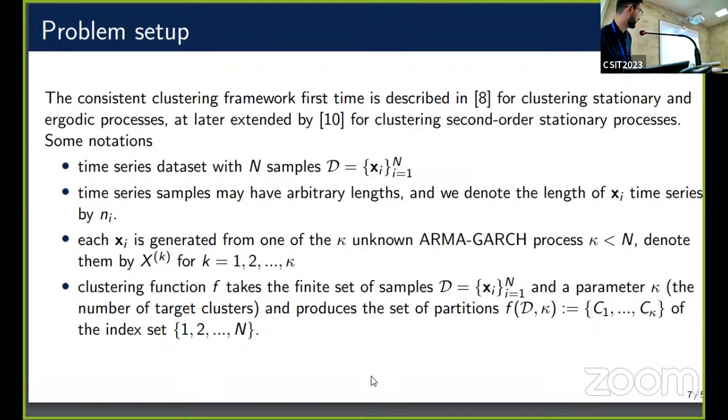The problem of clustering. So we observe n time series, and each time series may have arbitrary length, and we denote the length of x_i by n_i. We assume that there are kappa unknown ARMA-GARCH processes, and each x_i is generated by one of the kappa unknown ARMA-GARCH processes. A clustering function h, the same as a clustering algorithm, takes the finite set of samples T and the target number of clusters kappa, and produces the partition C1 to C kappa of the index set. So it's our predicted clusters.